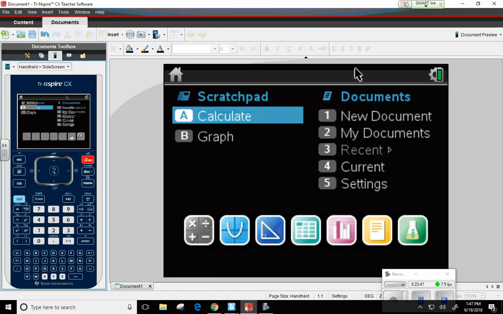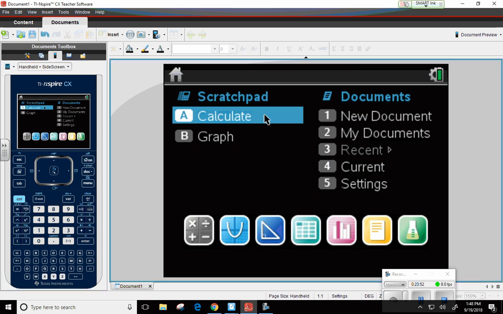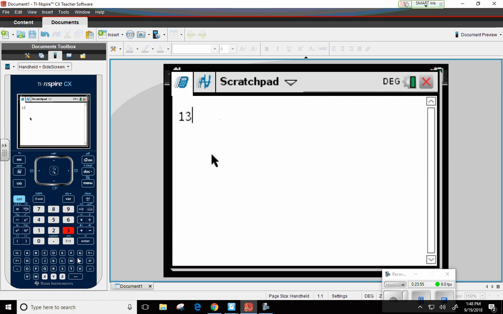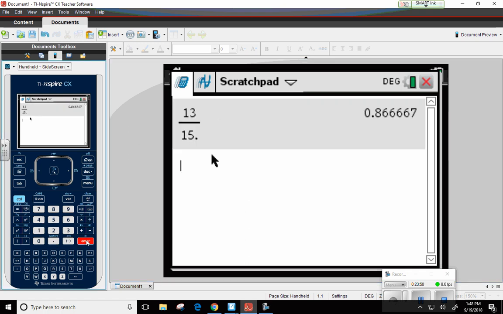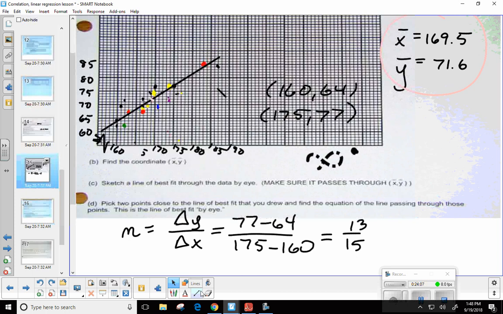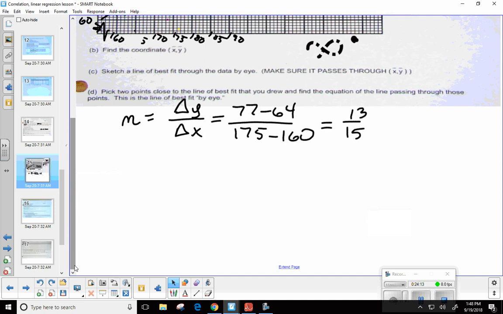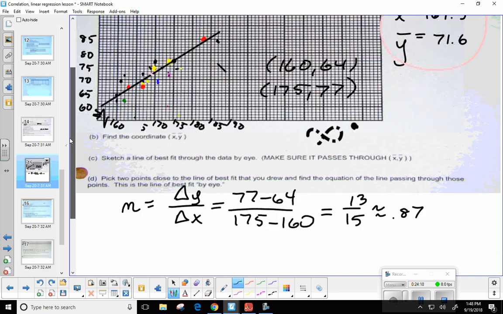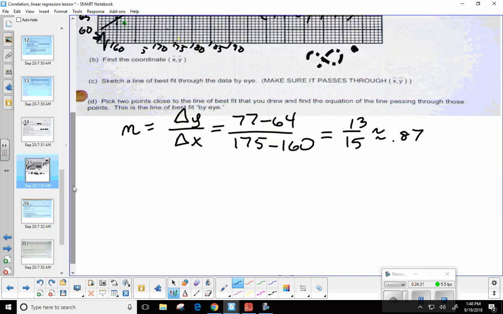Oh, it's going pink, so I'm going to use my mouse here. Calculate. I need 13 divided by 15. I'd say maybe a 0.87. Would you guys agree? Okay, so that's about 0.87. Now we want to use that slope and this grand mean, 169.5, and was it 71.6? In order to write it.